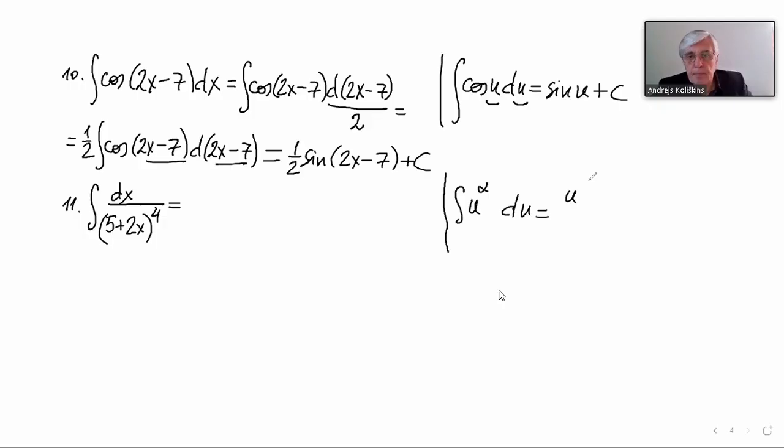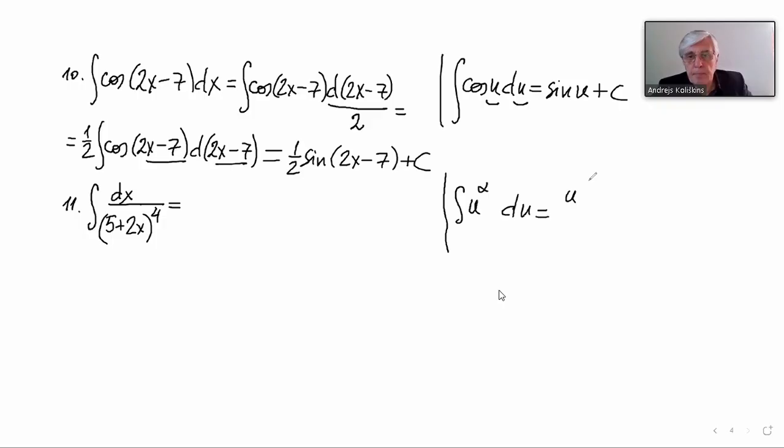So what do we need to do? We need to multiply and divide by 2 the result. So I'll write down 5 plus 2x here, divided by 2. And you can check that this is correct because the derivative of this term is 2. 2 and 2 are canceled out, so that we'll get the correct formula. Now, since these two expressions are the same, we can use a formula from the table. And the constant 1/2 can be written in front of the integral.